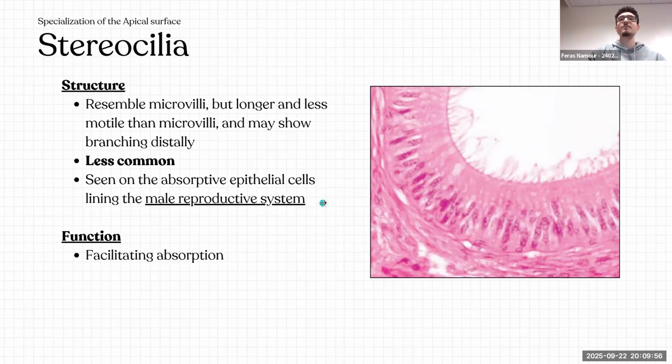So it's very low yield. It's just something to take note of now. But later on, when you study endorepro, it's going to be a whole topic, okay? Just keep it in mind. It's another apical specialization, and it's called stereocilia.